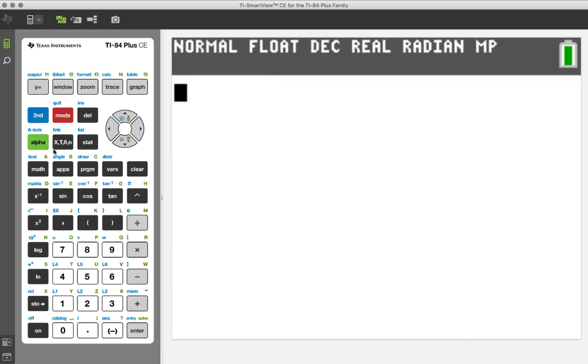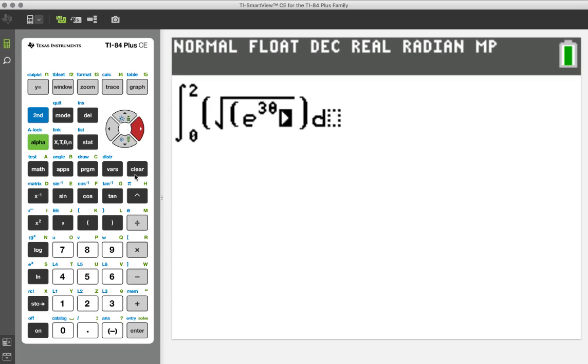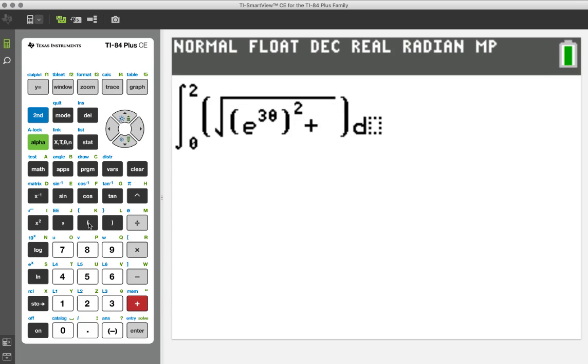So if you return to your quit screen, we'll do math 9 from 0 to 2 of the square root, and now we just have to make sure we type everything in correctly. So we have the quantity of e raised to the 3 theta, and close your parenthesis, and you have to square that. And we have plus, and now we need the derivative we found, so that was 3e raised to the 3 theta, and close that parenthesis and square it. So just take a good look at it and make sure you typed it in properly.